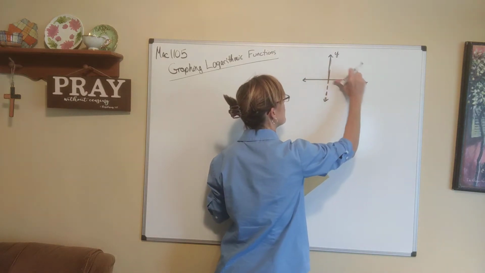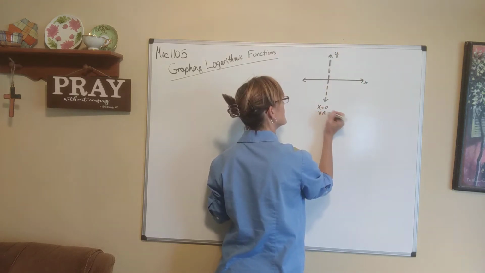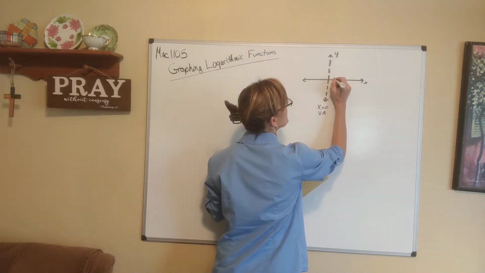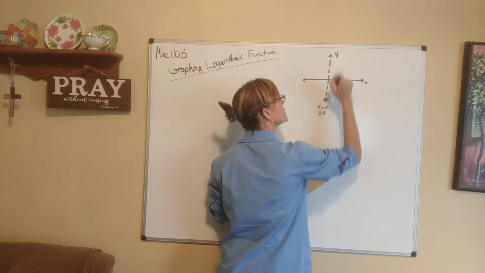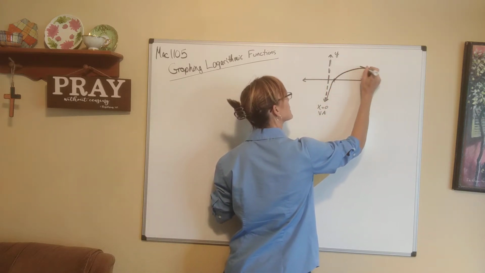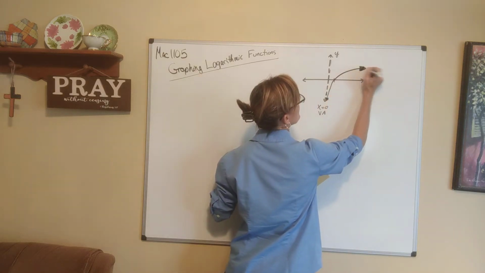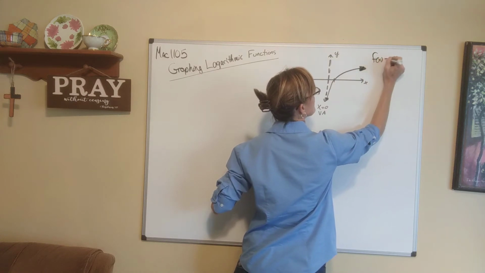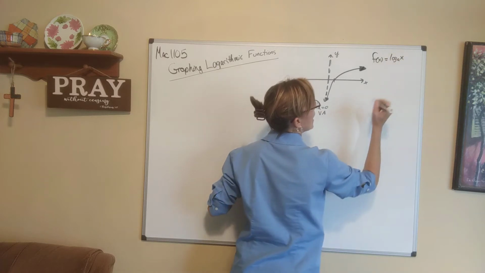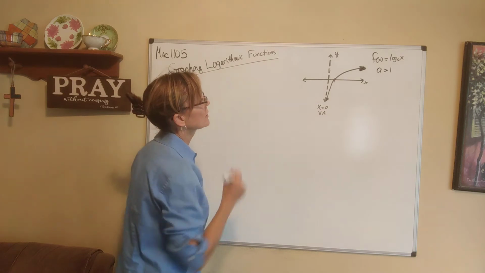It has, instead of a horizontal asymptote, a vertical asymptote at x is 0. Instead of a y-intercept, it has an x-intercept at (1, 0). And it hugs the y-axis right here, and then it goes like this. This is the look of a logarithmic graph, f of x is equal to log base a of x, for where the base a is greater than 1. They all look like that.